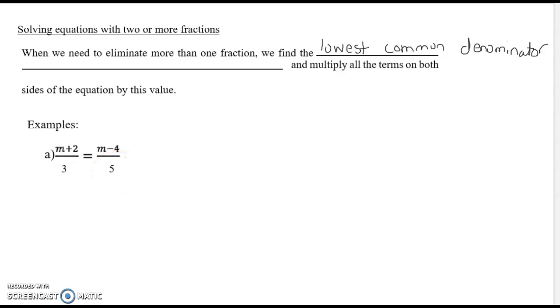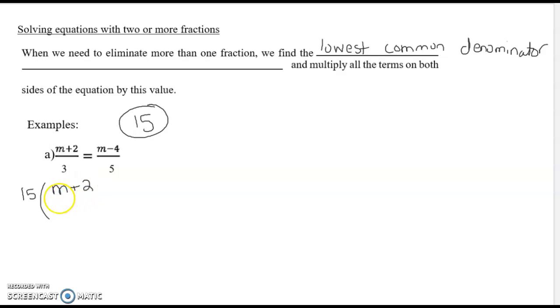So we want to find a number that both of these will go into. So a little trick that I like to do is just take the numbers and multiply them together. So 3 times 5 is going to give us 15. So that means that our magic number, our lowest common denominator, is 15. So this side we are going to multiply by 15. Okay, and then I'll keep everything else the same.